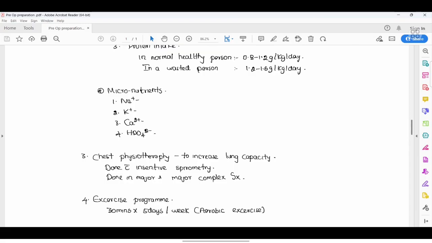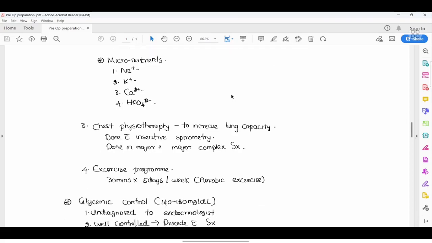And the exercise program. Ideally, every patient undergoing surgery should do at least 30 minutes of regular exercise at least 5 days a week. Not all 7 days, 5 days a week is enough. But if the patient is willing, he or she can do more exercise. This is the minimum exercise the patient should undergo.